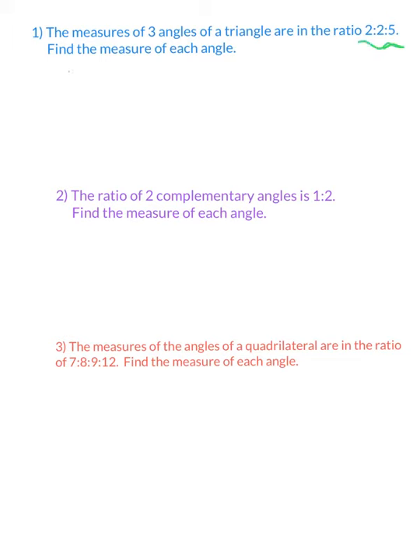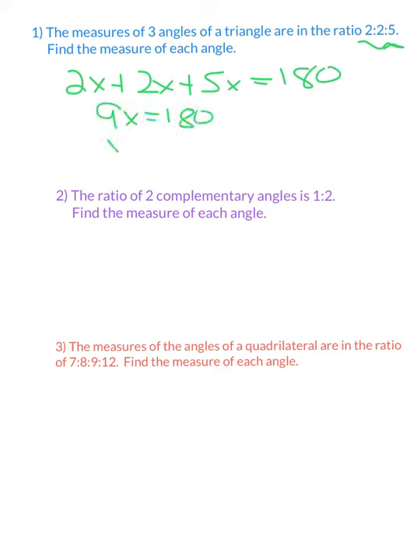So we're going to say 2x plus 2x plus 5x is equal to 180. We'll combine our like terms. That gives us 9x is equal to 180, and x is equal to 20. Now, in this problem, it doesn't ask us what the value of x is. We want to know the measure of each angle.